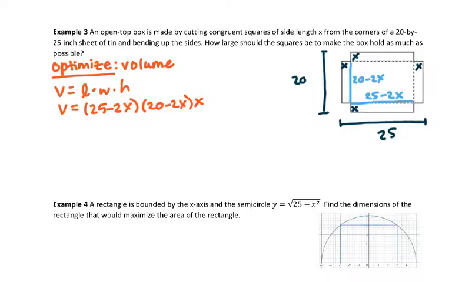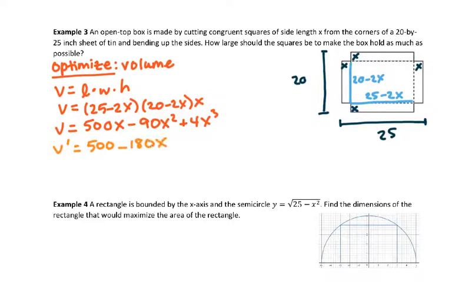Okay, so yes, you're going to multiply all this out, and you know what, it's going to be okay. So in the end, you'll end up with 500x minus 90x squared plus 4x cubed. Use the area model if you would like. That's what I did off to the side. All right, so now we're going to take the derivative of this, and so that's simply going to become 500 minus 180x plus 12x squared. And we're going to find where this equals 0.